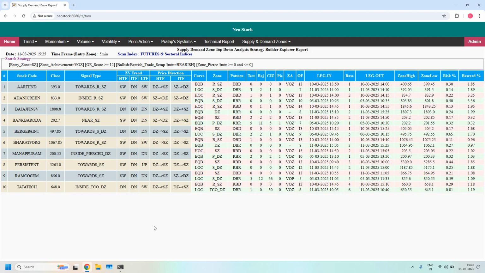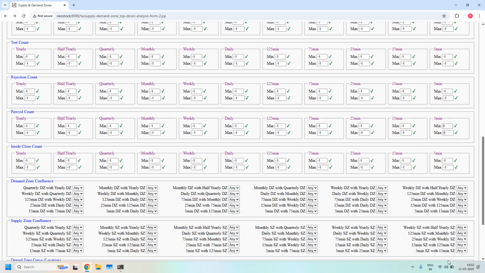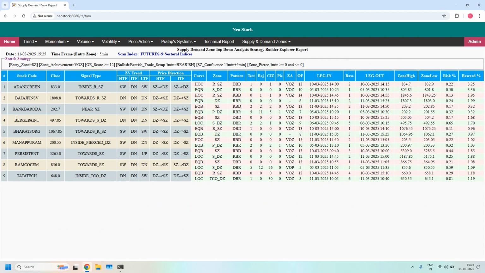Let us verify. That is 5 minutes and 15 minutes supply zone confluence. So in the supply zone confluence, I am enabling that filter, 5 minutes supply zone with 15 minutes supply zone confluence, and now the list has come down to 9 from 10 stocks. So that means in all these 9 stocks, these 5 minute supply zones are overlapped with 15 minute supply zone. And 15 minutes trend is a downtrend in all these stocks.